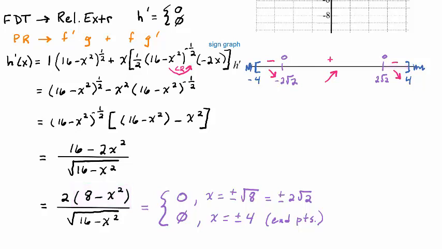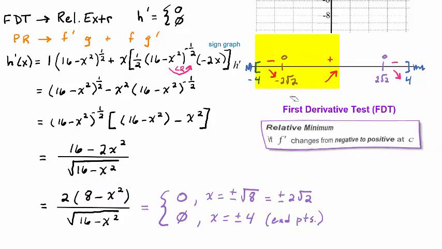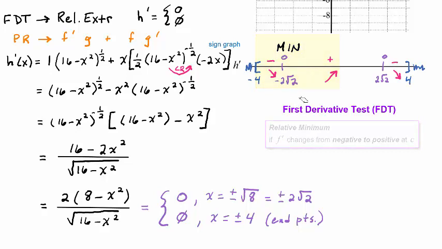Now using the first derivative test, if the derivative changes from negative to positive at a critical number, we know that's going to be a relative min. And we will plug in to find the y value in just a minute.